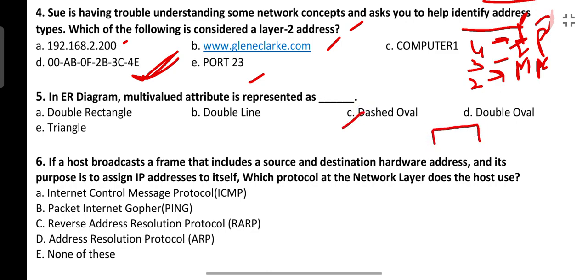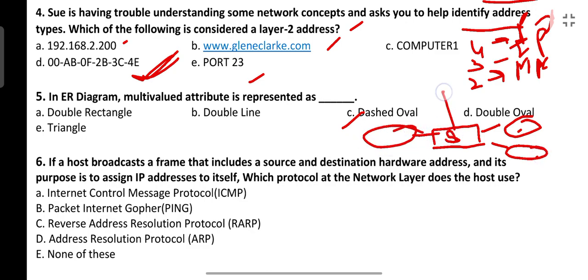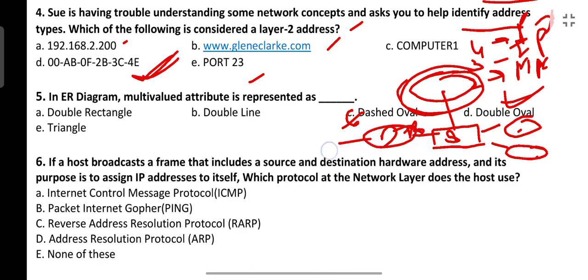An entity is represented with a rectangle. Suppose there is an entity known as student. A student has many attributes, let's say roll number, name. Roll number will be one only. Name will be one only. Aadhaar number will be one only. But phone number can be many. So it will be represented like this: double oval. Sorry, it's a double oval only, not a dashed oval. A dashed oval is used for a derived attribute. For example, if there is an attribute known as date of birth, we can derive the age from it, so age can be represented as a dashed oval. So the correct answer for this is double oval.